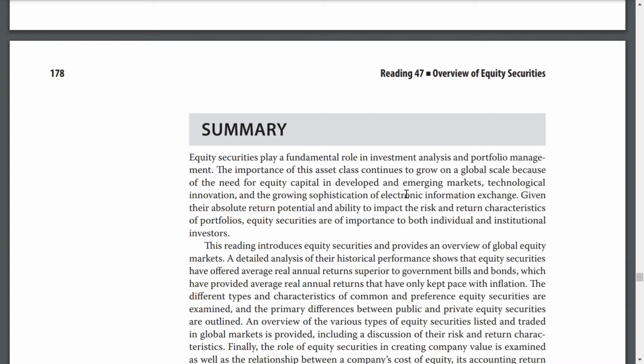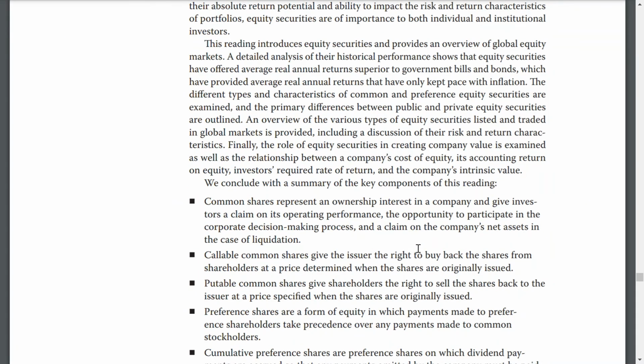This reading introduces equity securities and provides an overview of global equity markets. As detailed, an analysis of their historical performance shows that equity securities have provided average real annual returns that have only kept pace with inflation. The different characteristics of common and preference equity securities are examined. The primary differences between public and private equity securities are outlined, along with an overview of various types of equity. We conclude with a summary of the key components of the rating shareholder.